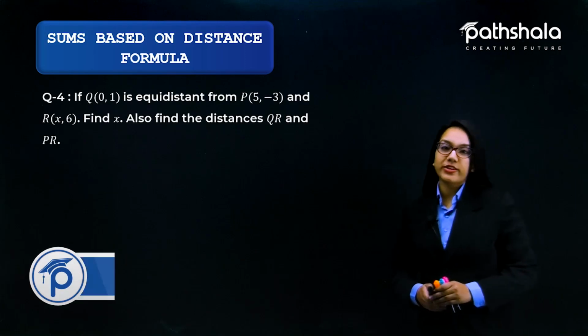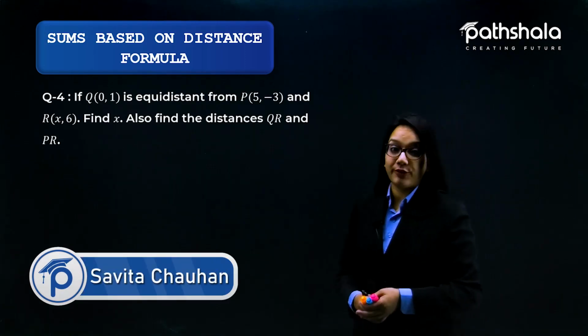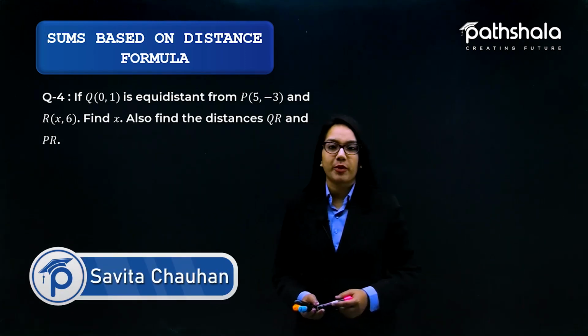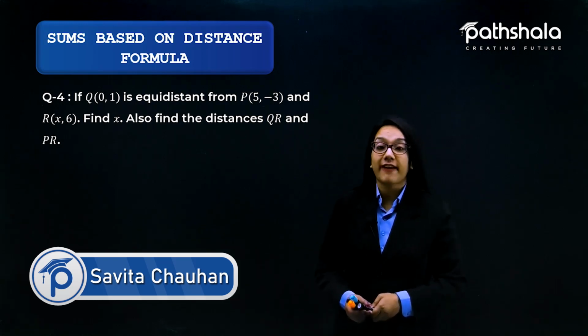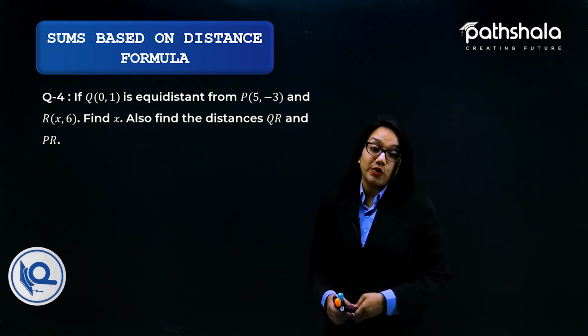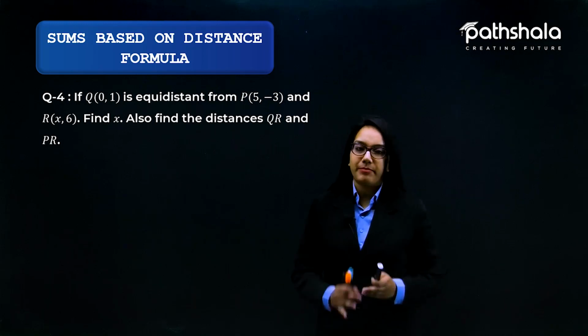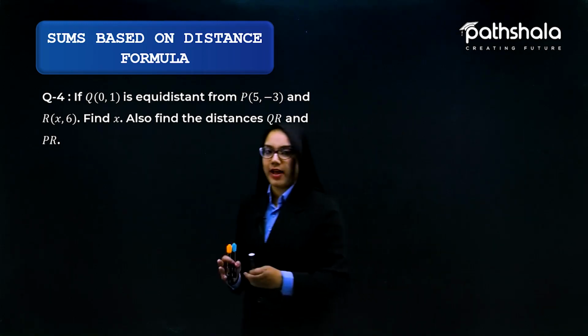Let's just see the next question. Question number 4 says that if Q (0, 1) is equidistant from the points P and R, then find the value of x and also find the distances QR and PR. So let's first of all find the value of x.